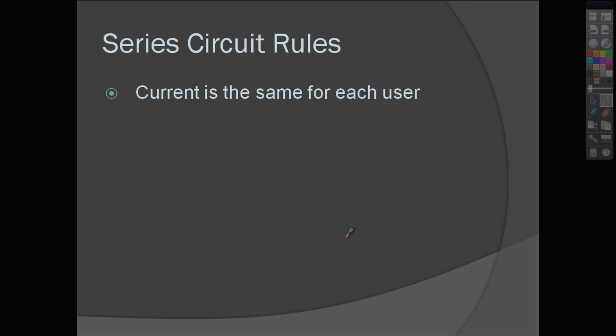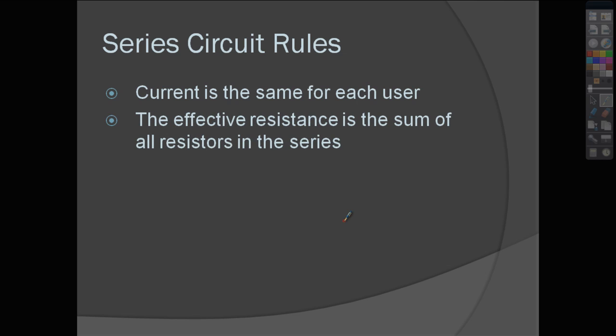Across this series circuit, each one of those light bulbs, each one of the users, has the same exact current going across it. The effective resistance, or the equivalent resistance, is the sum of all the resistors in the series. So the equivalent resistance equals the first resistance plus the second resistance plus the third resistance plus however many resistors you have on there.